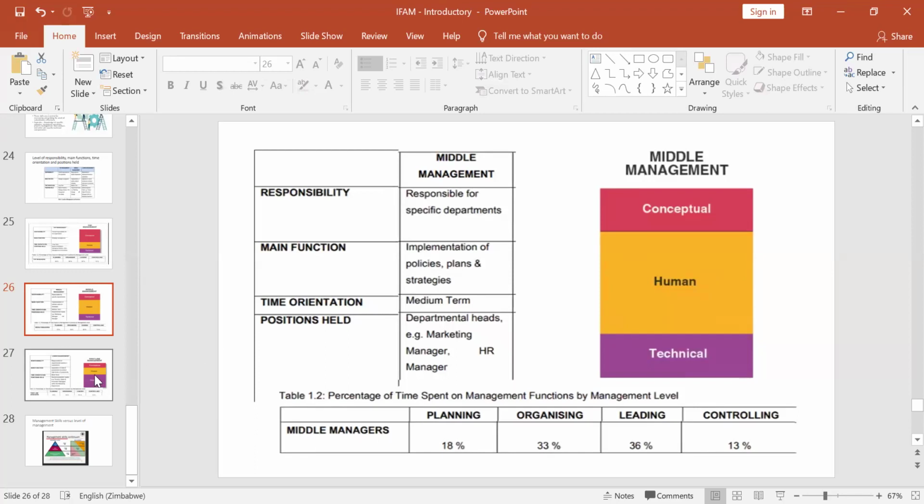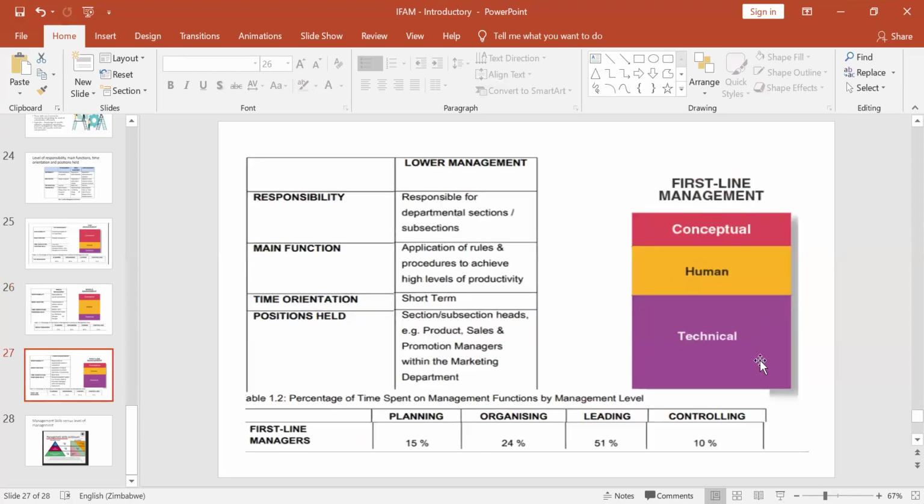And then we go to the lowest level of management, and you see that the supervisor needs to have a lot of technical skill. This is why you find if someone is stuck with their work, they call the supervisor and say, "I'm stuck here. I don't know how to do this." And the supervisor should be an expert in that field. They shouldn't come to you and say, "I also don't know how to do this." No. They should be experts. And then they also need a bit of human skills because they work with people, and just a little bit of conceptual skills. They don't have to see the bigger picture, but they need a little bit of conceptual skills. So this is how the level of management relates to the skill of management.